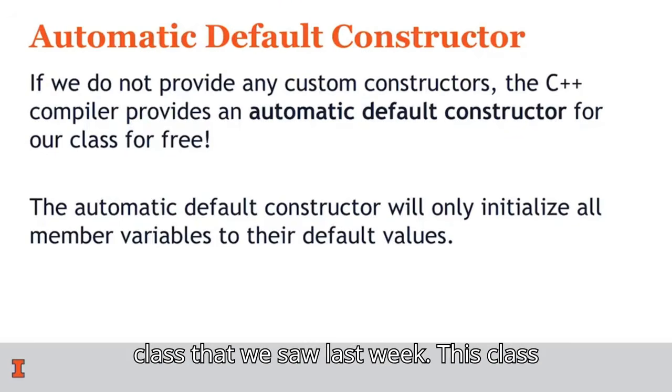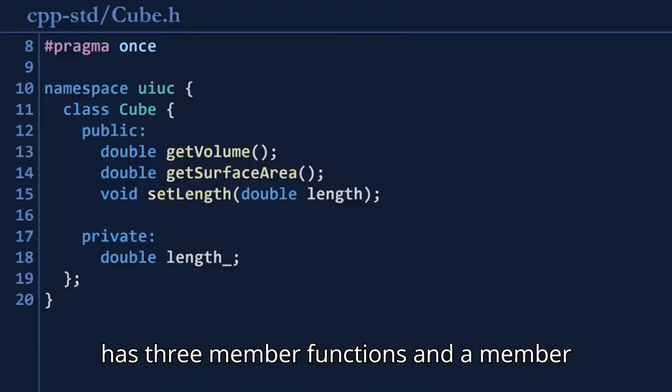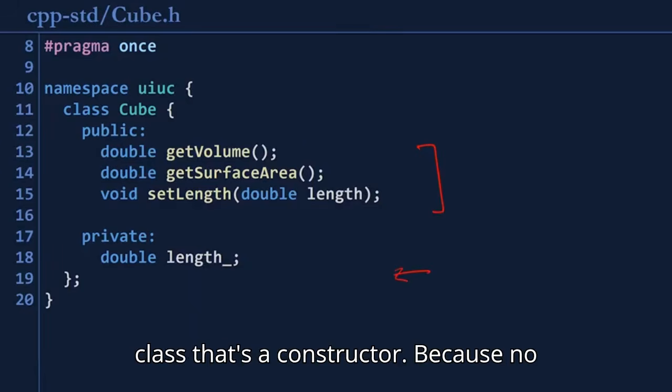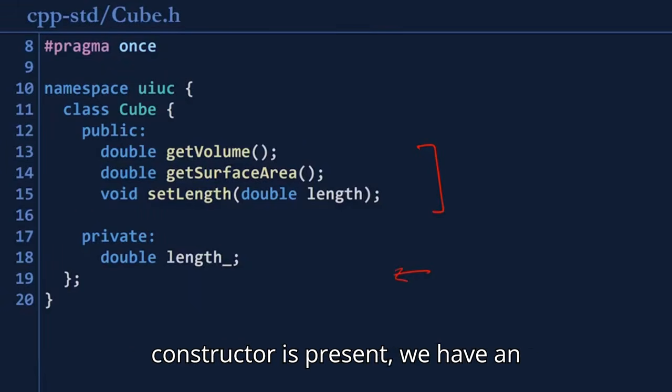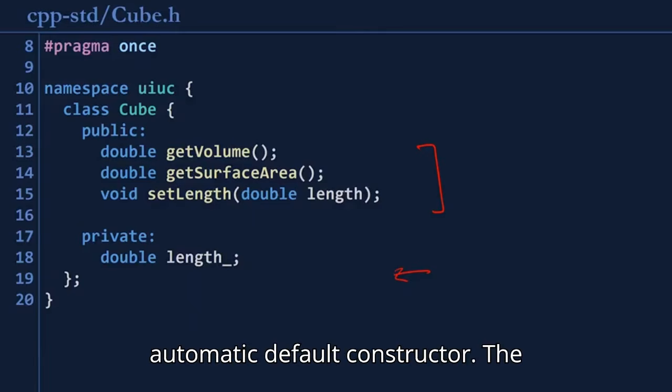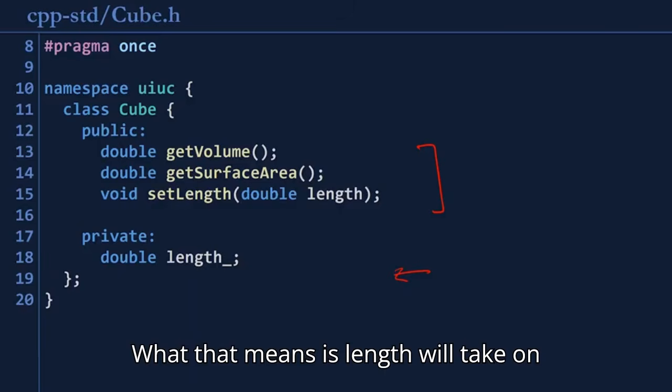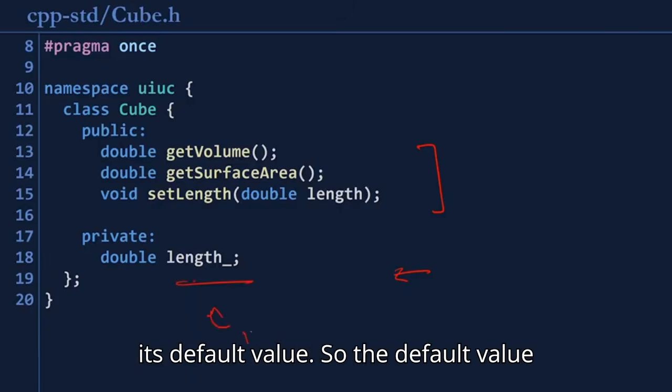Here's the cube class that we saw last week. This class has 3 member functions and a member variable length. There's nothing in this class that's a constructor. Because no constructor is present, we have an automatic default constructor. The automatic default constructor, as we mentioned, initializes all of the variables to their default values. What that means is length will take on its default value.